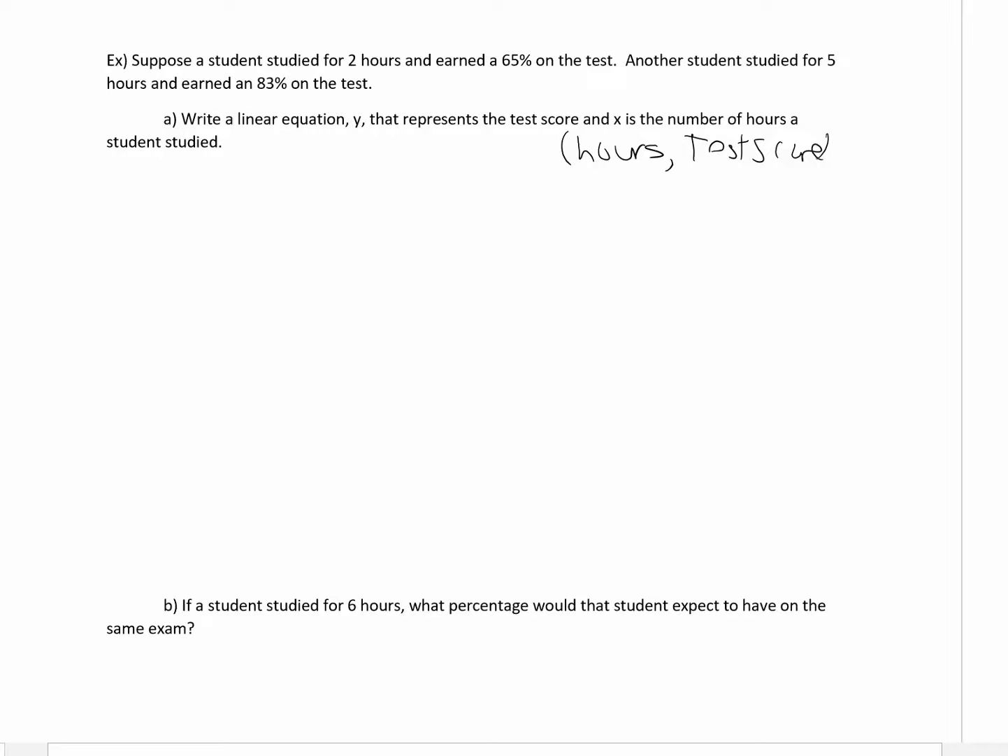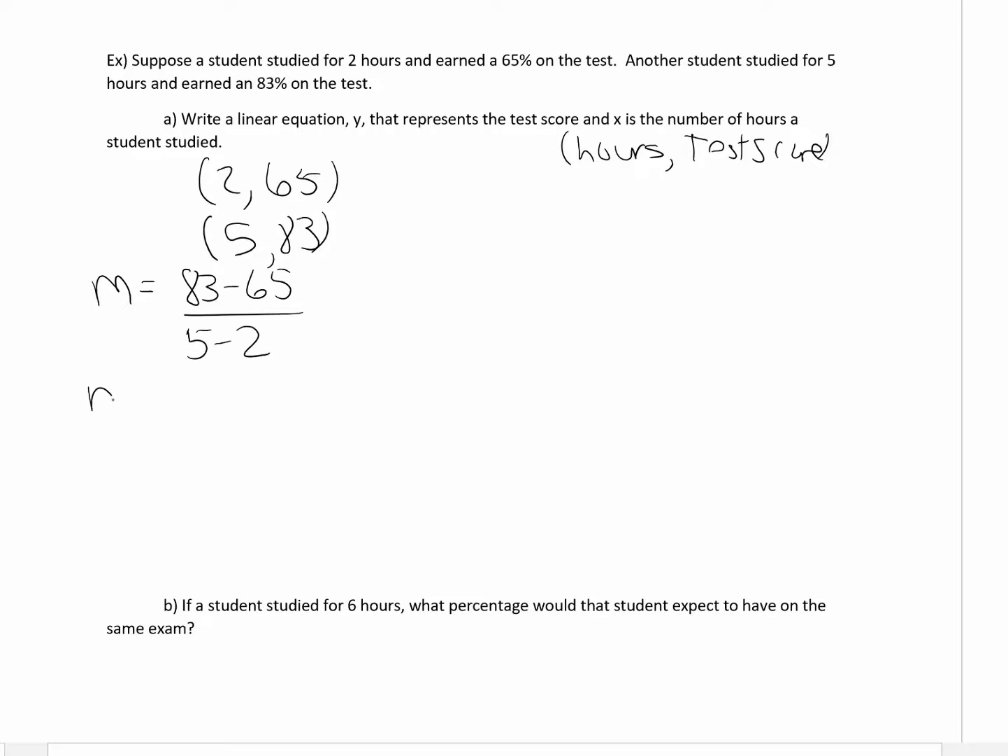So I can write two ordered pairs. For the first student, that ordered pair is (2, 65). For the second student, that's (5, 83). So now let's calculate the slope. I'm going to subtract the y values and divide by the difference of the x values. So the slope is 6.